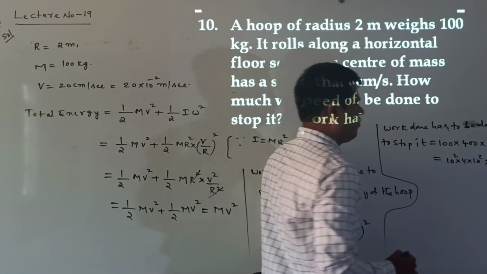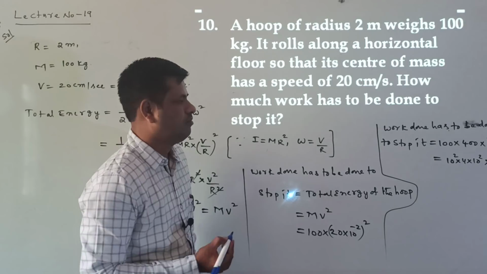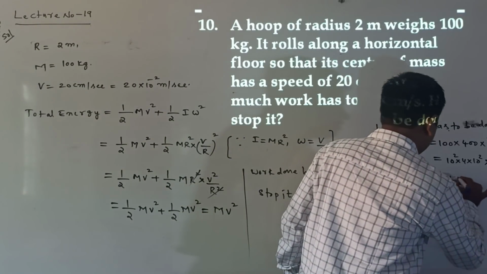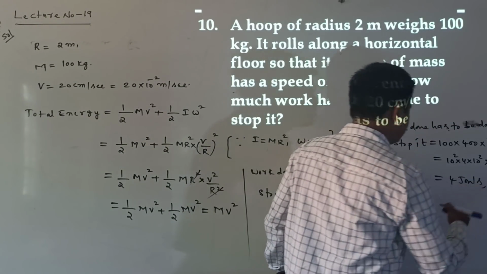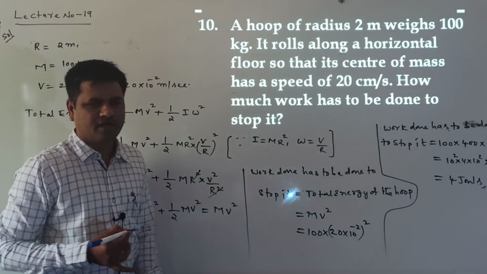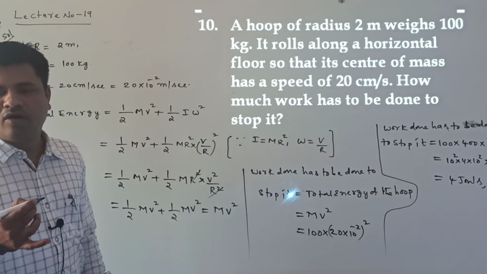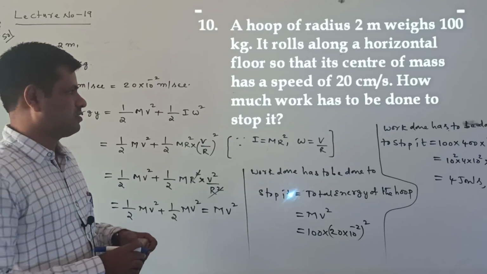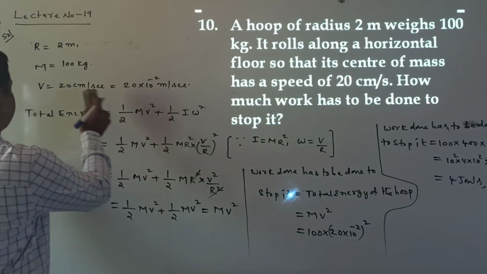Here 2 plus 2 is equal to 4, and 4 minus 4 is equal to 0. What do we get here? How many joules? 4 joules. The work that has to be done to stop it is equal to 4 joules. Right. This is our 10th problem.